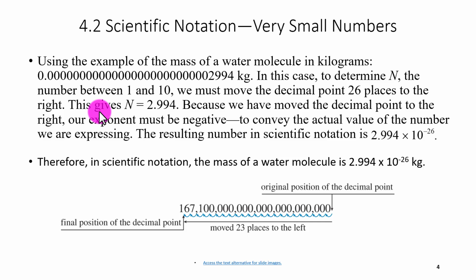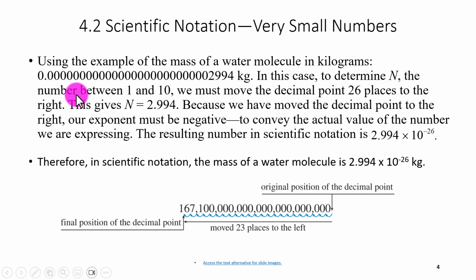Okay, let's take a look at a very, very small number. The mass of a water molecule in kilograms is determined to be this number here. Now you can see why it's important to use scientific notation, because if I am doing work with this number, I'd have to write all of these zeros every time I would write this number. So it's not very convenient.